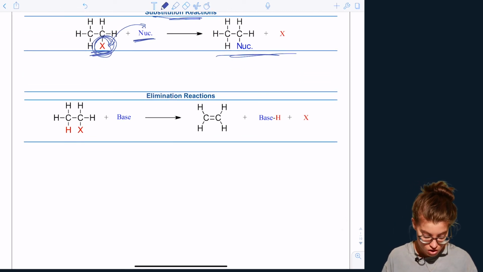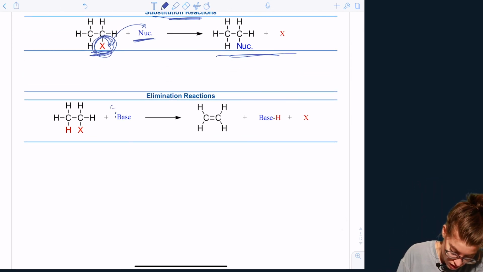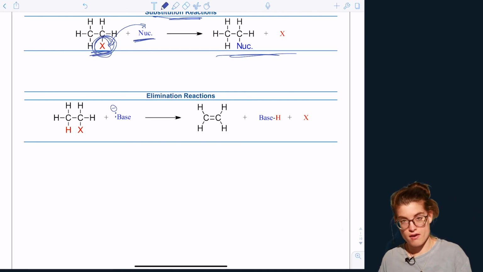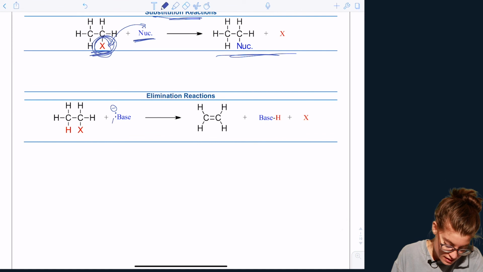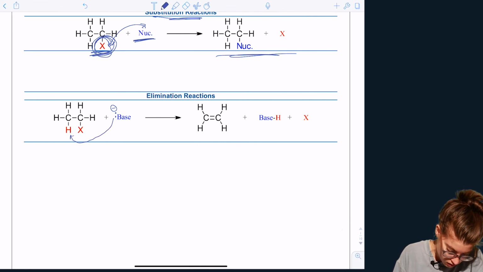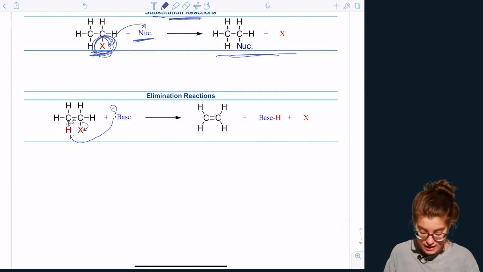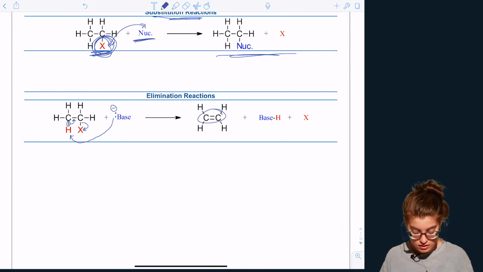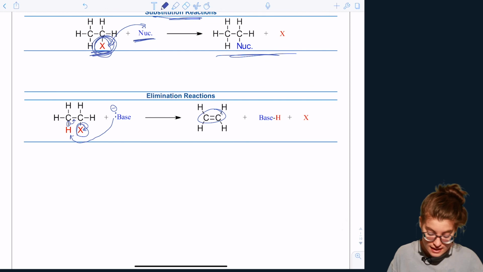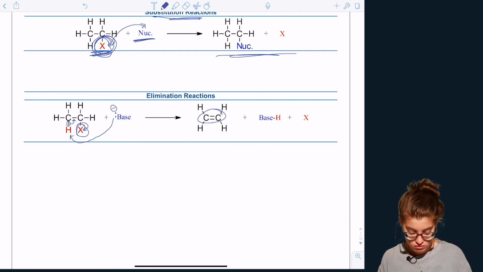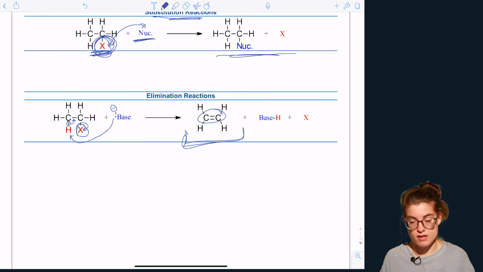For elimination, notice we have a base here, not a nucleophile. And remember what I said, bases go after protons. So the base is actually going to grab a proton, then this bond is going to drop down and it will eliminate the leaving group. So we're going to end up with a double bond here. But remember, this was our leaving group. Did anything replace the leaving group? No, nothing replaced it. There's no functional group that came in and is now on that molecule. It looks as though the leaving group has just left.